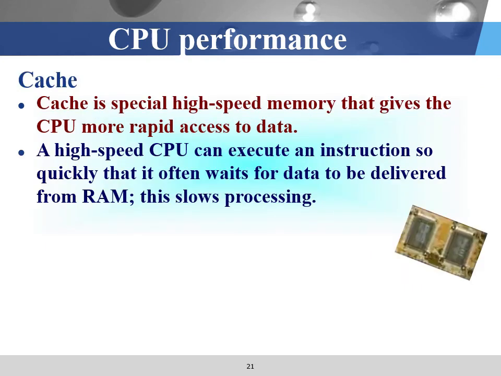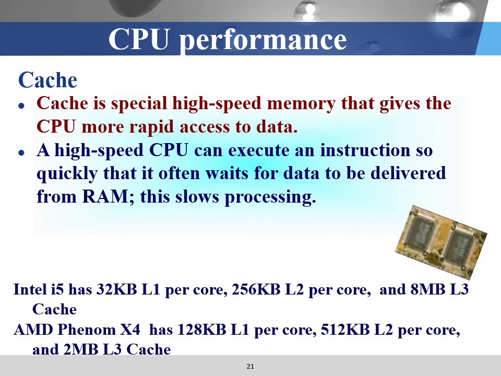So the cache is a special high-speed memory that gives the CPU more rapid access to the data. So instead of accessing the data from the main memory, the CPU prefers to use the data in the cache because the speed of the cache is far faster than the speed of the main memory. For example, Intel i5 has 3 different types of caches: the level 1 cache, level 2 cache, and level 3 cache. It has 32 kilobytes of level 1 cache, 256 kilobytes for the level 2 cache, and 8 megabytes for the level 3 cache.